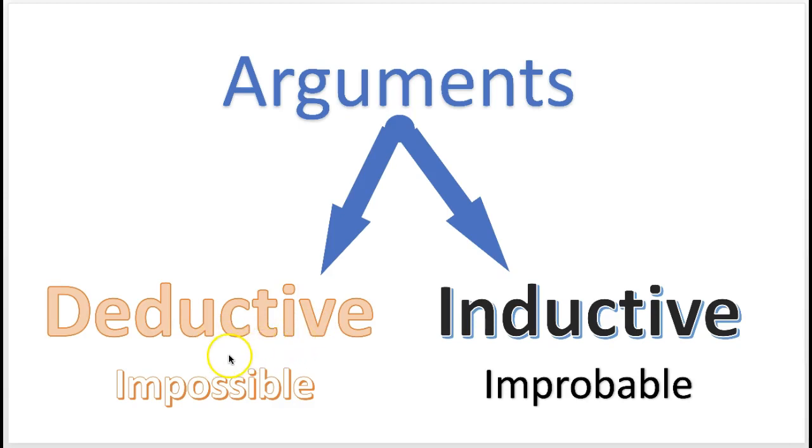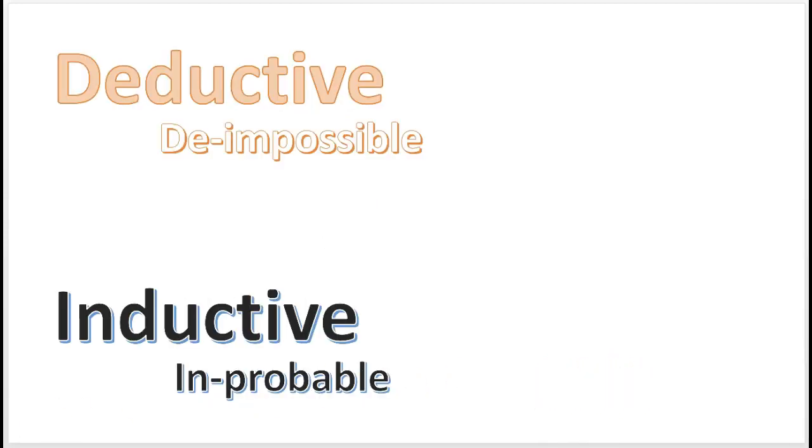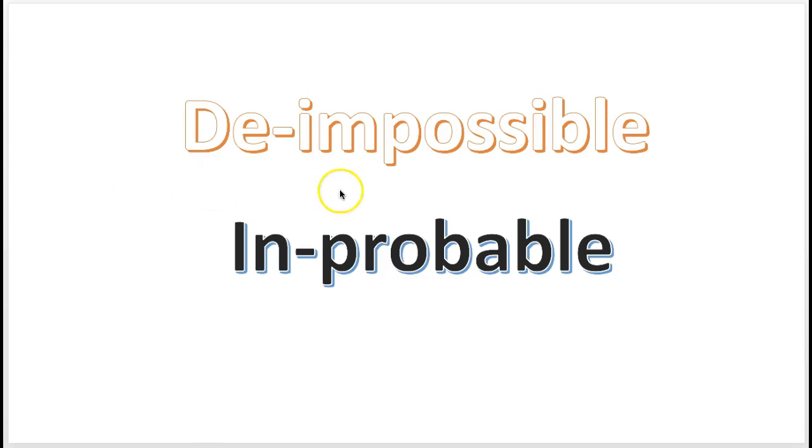So in a deductive argument, the point that the person is trying to prove necessarily follows. In an inductive argument, the point that the person is trying to prove, which would be the conclusion, probably follows. A memory thing that I use, which you may want to use, is deductive for de-impossible. It's impossible reasoning. Or inductive, improbable. De-impossible, improbable. Just remember that. I know it's funny.